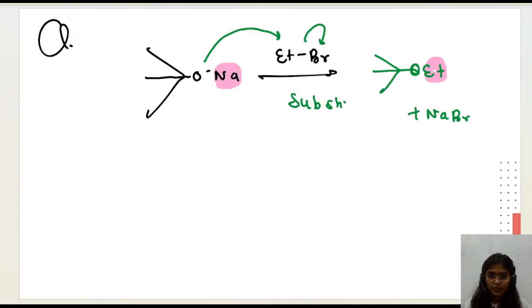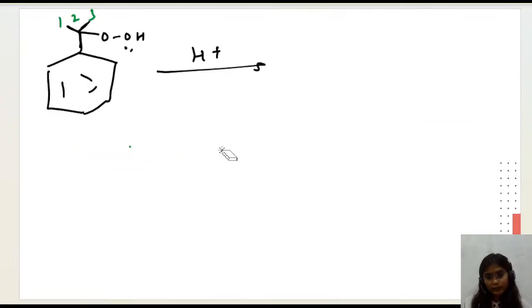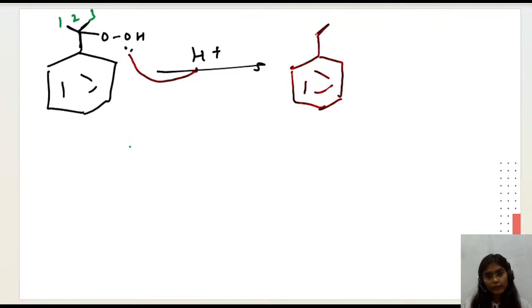It's important. Okay, so let's try to understand the mechanism. First of all, the lone pair is going to attack here. We are getting this benzene, O, O, and H, and H. So obviously this is a very good leaving group now. It is going to leave the reaction.